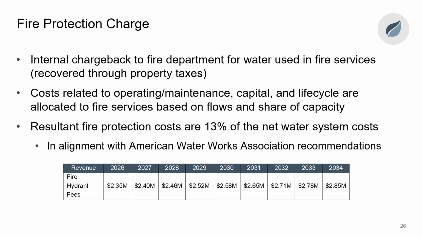The resultant calculations provide that if we look at the total system costs, the fire protection costs represent about 13% of that, and that's within the American Water Works Association recommended guidelines. Next slide, please.